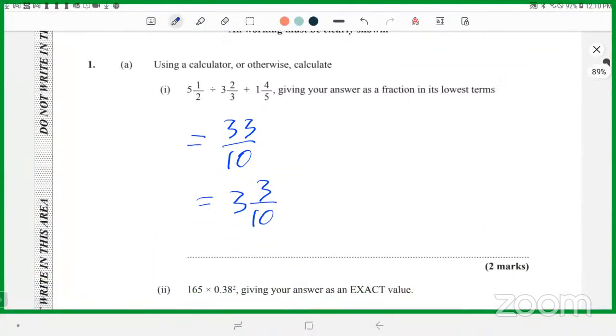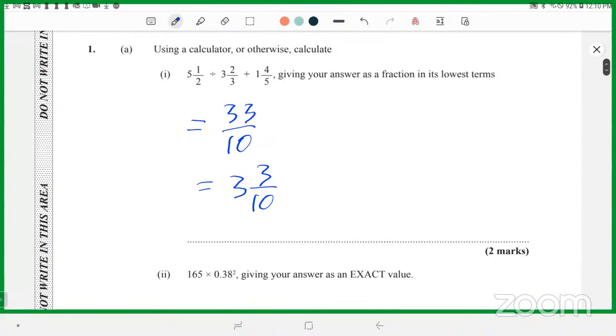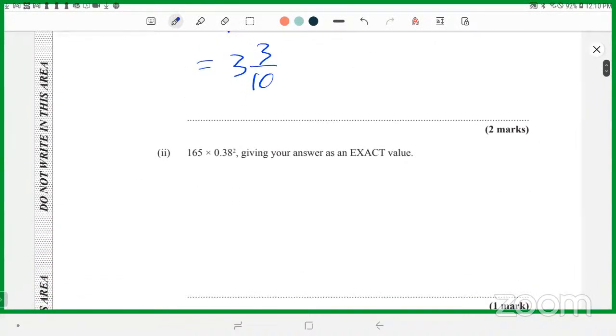Nice and easy. They also want us to do this one, and they want us to give the exact value. So again, we're going to put it in the calculator.